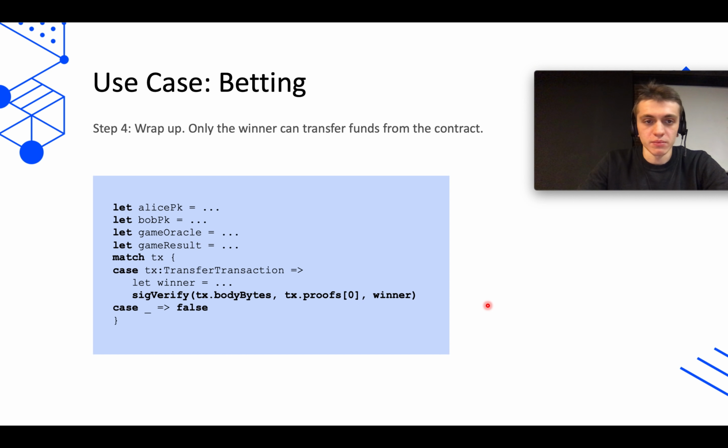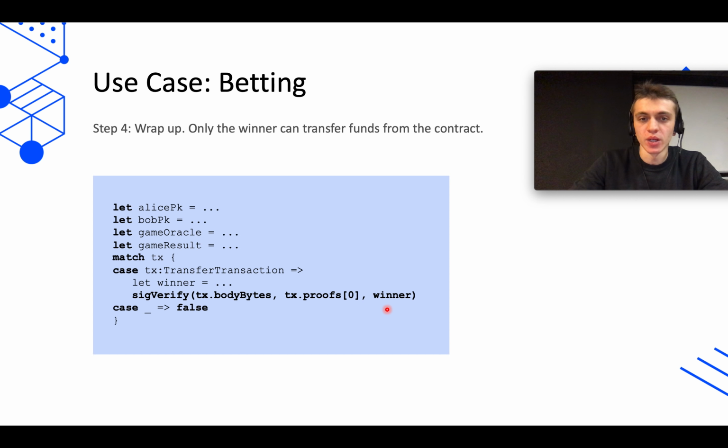That's it. Again, we just define 2 public keys. We define the public key for the oracle. We also get from the data transaction the value of the game, and we check that if France, then the winner is Alice. Else, the winner is Bob. And in the end, we just call the SigVerify function, and we check that only the winner can take money from that account, can make a transaction from that account.